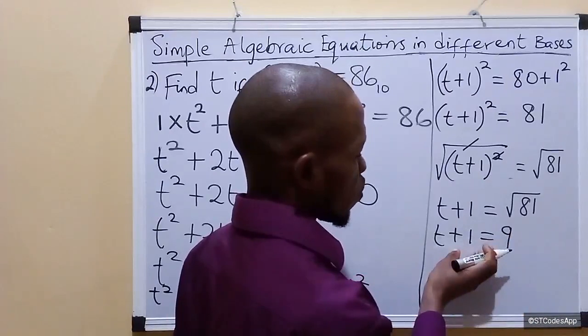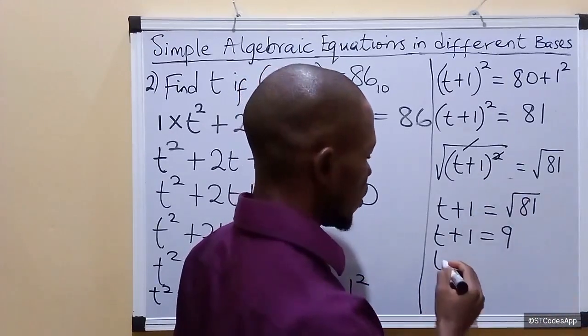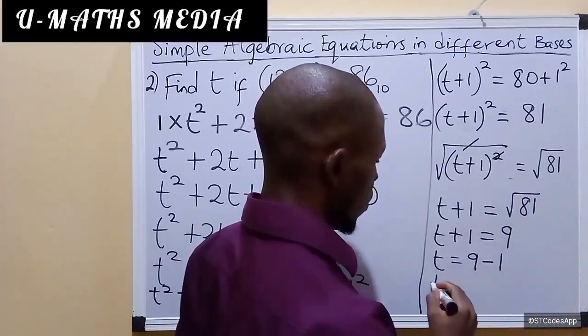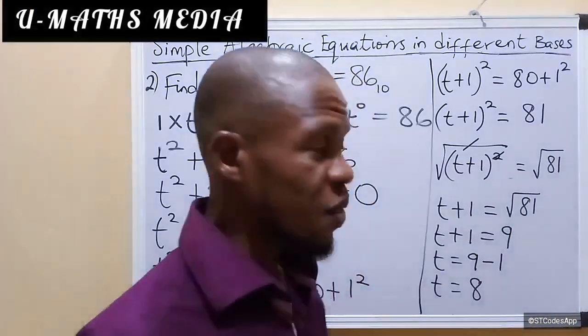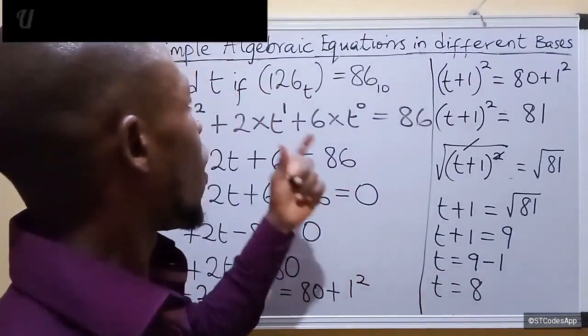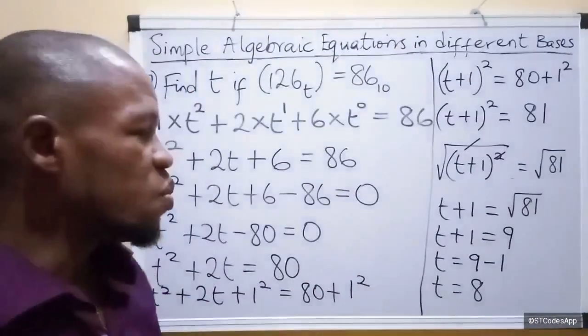Let's take this plus 1 to the right side of the equation. It changes to negative. So we have t equals 9 minus 1. T equals 8. Wow. We have arrived at the solution of this algebraic equation dealing with number basis.